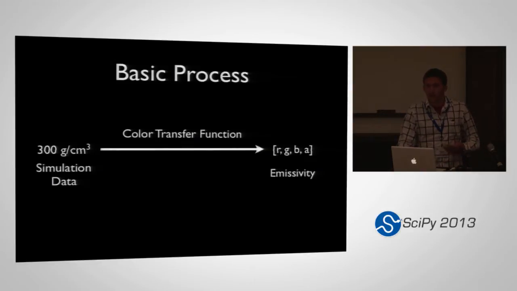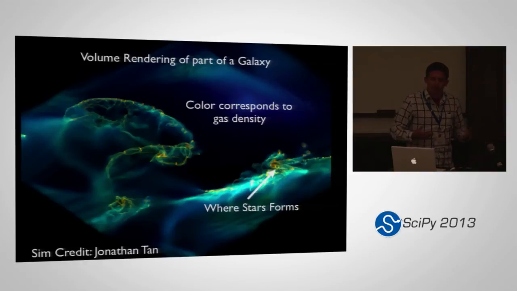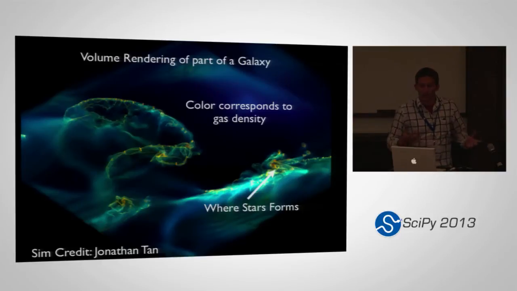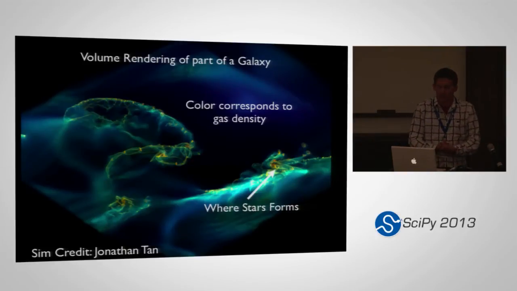So you can take a billion numbers and transform it into something beautiful like this, which is a visualization of a portion of a galaxy where stars are forming out of cooling molecular clouds. So color here corresponds to gas density. In the regions over here, you can see where stars might form. This is courtesy of Jonathan Tan at University of Florida.